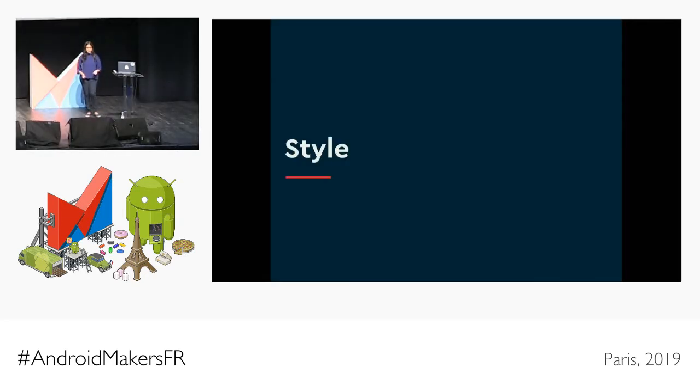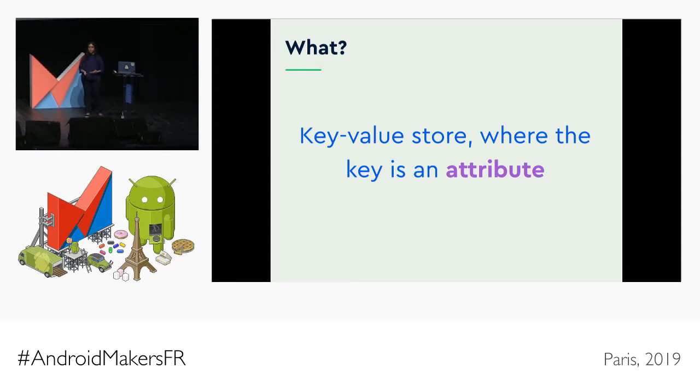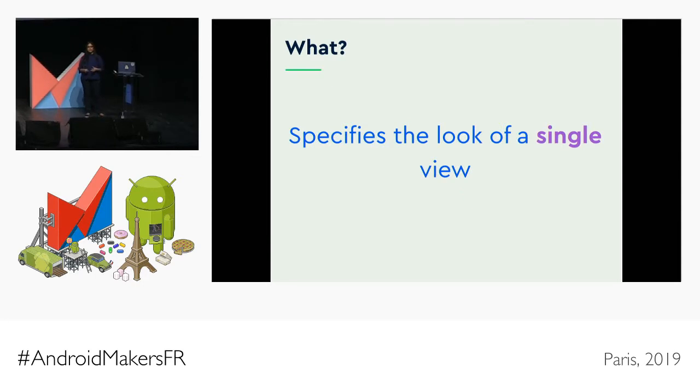starting with the style. It is the basic building block of styling on Android. It is a key value store where the key is known as an attribute, and the value is what we provide in the style. It also specifies the look of only a single view. So if you apply a style to a view group, it's only going to apply it to the view group. It's not going to apply to all of the child views, whereas there are other styling techniques, such as the theme, that will apply it to the child views as well. The style is not one of them.